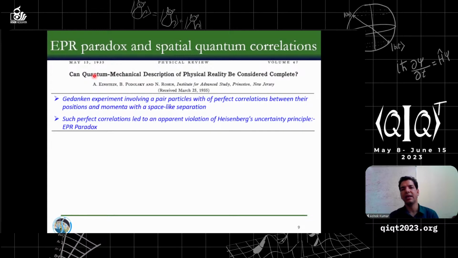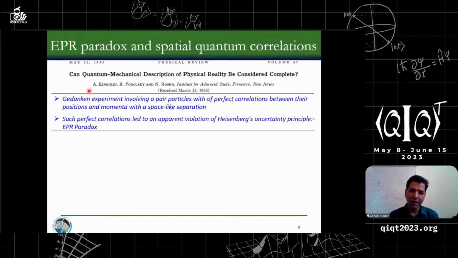Basically, they questioned the validity of quantum mechanics. It was a thought experiment. In that thought experiment, they considered a pair of particles with perfect correlations in their positions and momenta, and kept them space-like separated. Space-like separated means that if you want to have communication, it has to be instantaneous, with a speed greater than the speed of light.